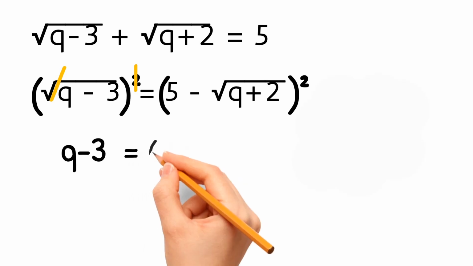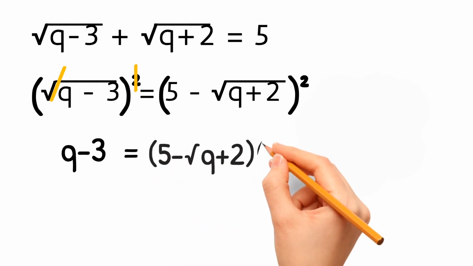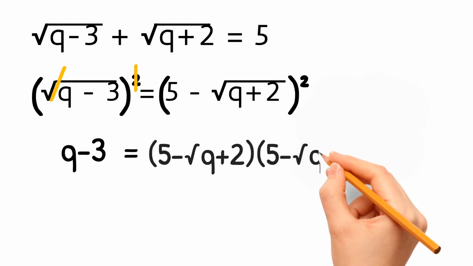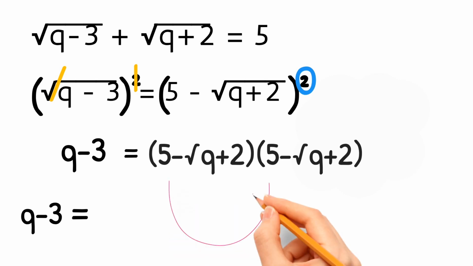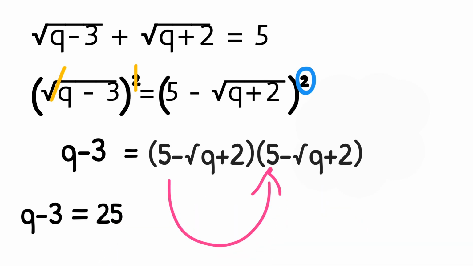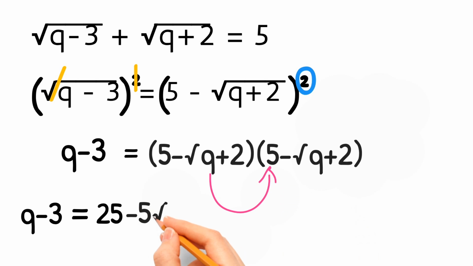Again, the square of 5 minus root of q plus 2 is the same as 5 minus root of q plus 2 times the same 5 minus root of q plus 2. Let me use blue color to circle the square. There was a square there, so the square means that they multiply. So 5 will multiply 5 to become 25, and then minus root q plus 2 multiply 5 to become minus 5 root q plus 2.